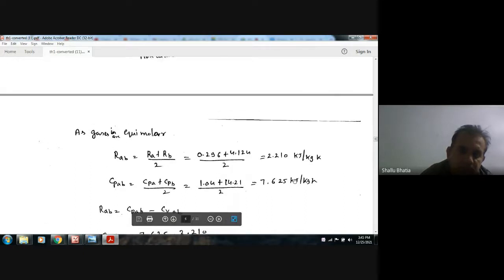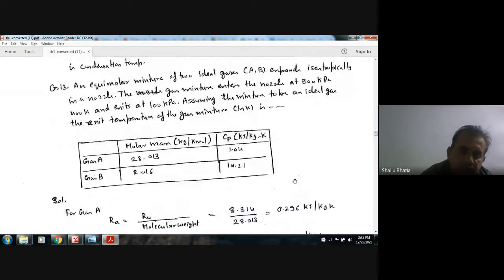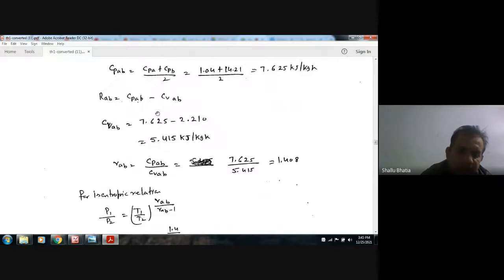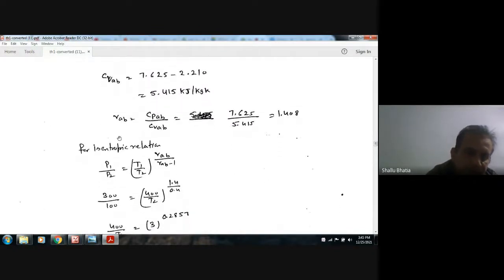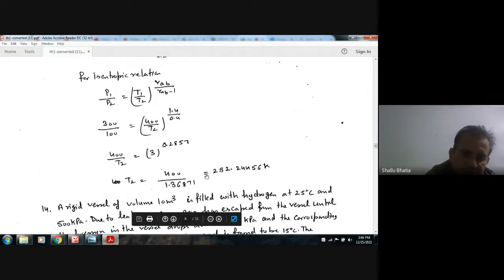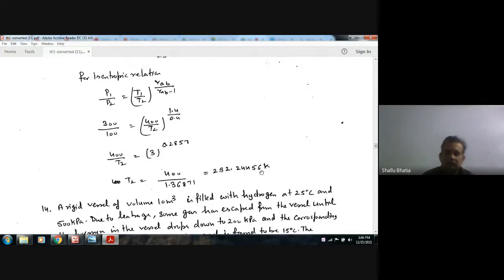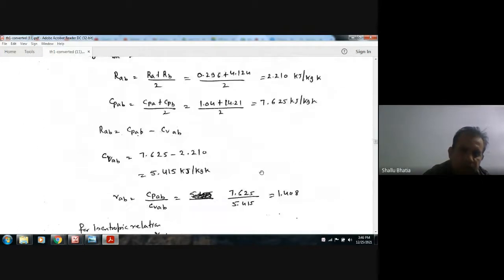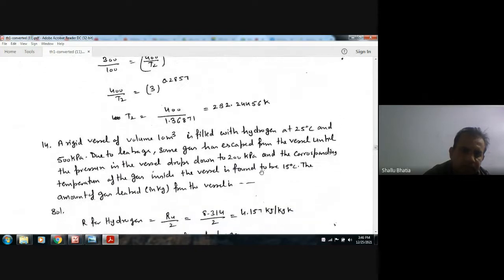Now we can use the isentropic relationship with the pressure as 300 kPa and temperature 400 Kelvin, and the exit pressure is 100 kPa. So P1 by P2 is equal to (T1 by T2) to the power gamma by gamma minus 1. Using the isentropic relationship, we can find T2. So this is the exit temperature, that is 292.24456 Kelvin. This is a fill in the blank question, so the answer is 292.